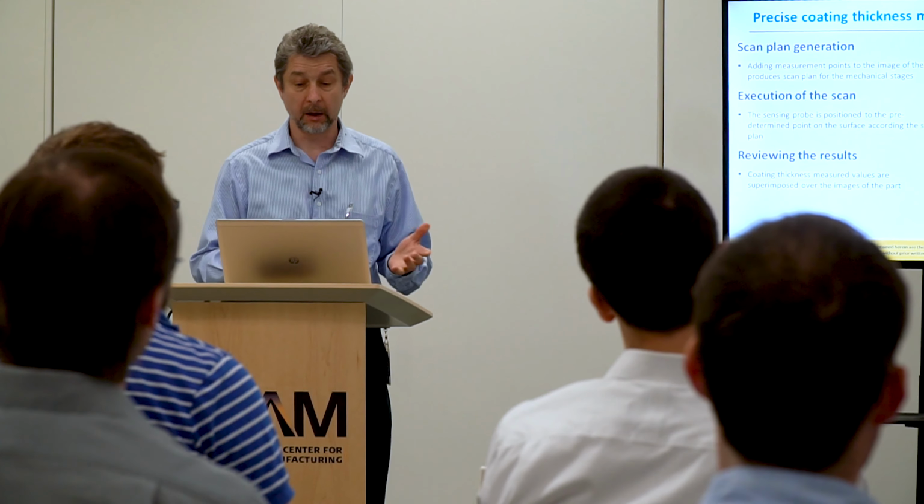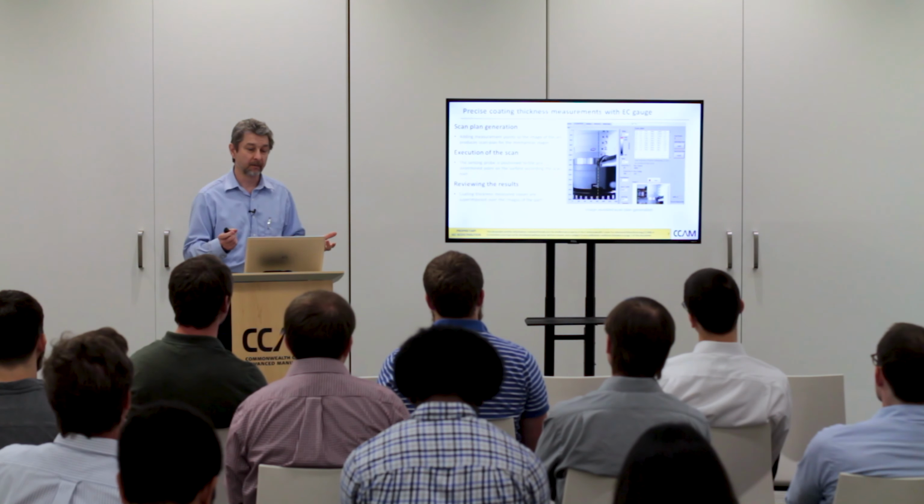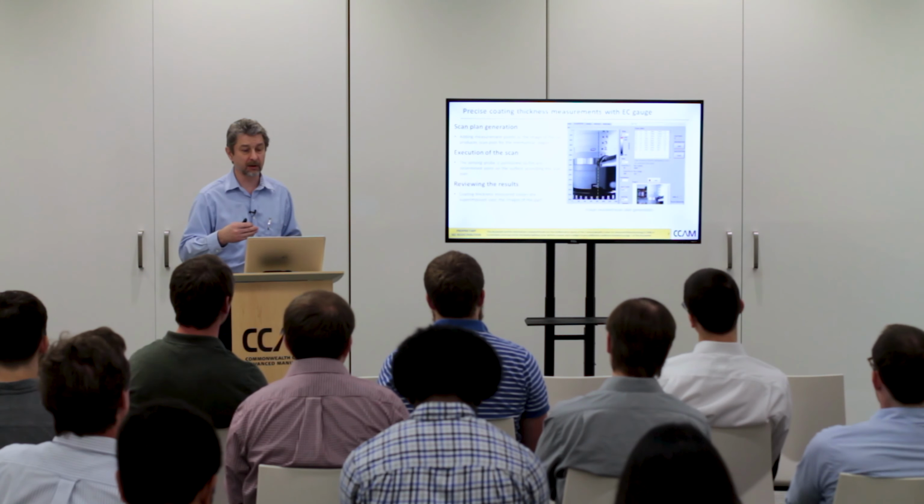That's a typical kind of operation that you can see in production plants, where an operator conducts several measurements on a TBC coating after plasma spray and writes down the results. Here, it's much easier to do this job by going over the image and clicking points where you want to do measurements. The program does the automatic scan plan generation, and later you can repeat it as many times as you want if you have many parts to assess.